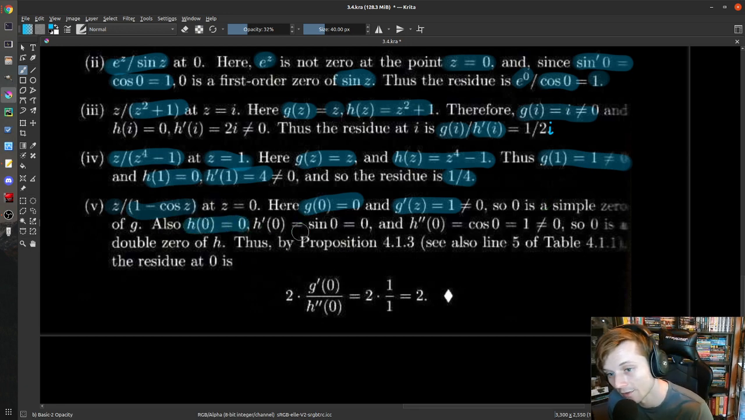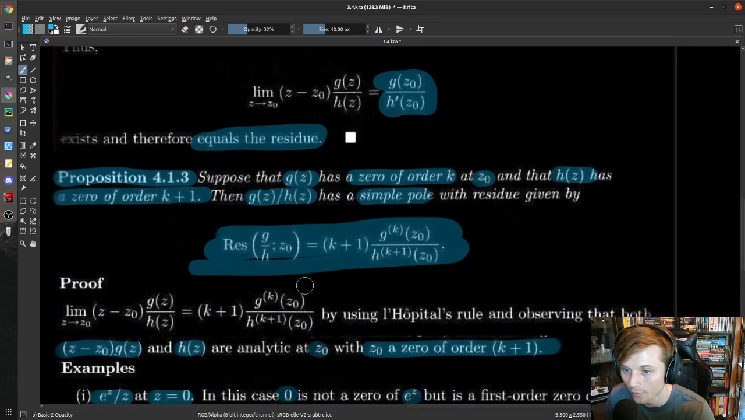All right. Fair enough. It just is 0 of the function and not its derivative. h of 0 is 0. h prime of 0 is 0. Fair. h double prime, though, is 1. That's non-zero. So 0 is a double 0, or a 0 of order 2 of h. Okay. So now we're going to use proposition 4.1.3.